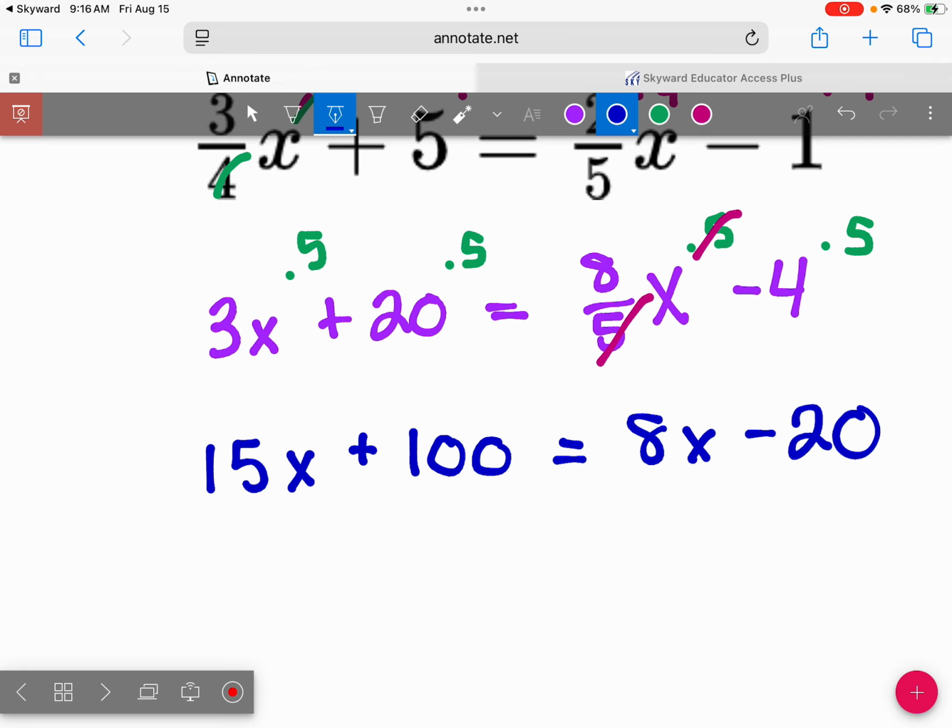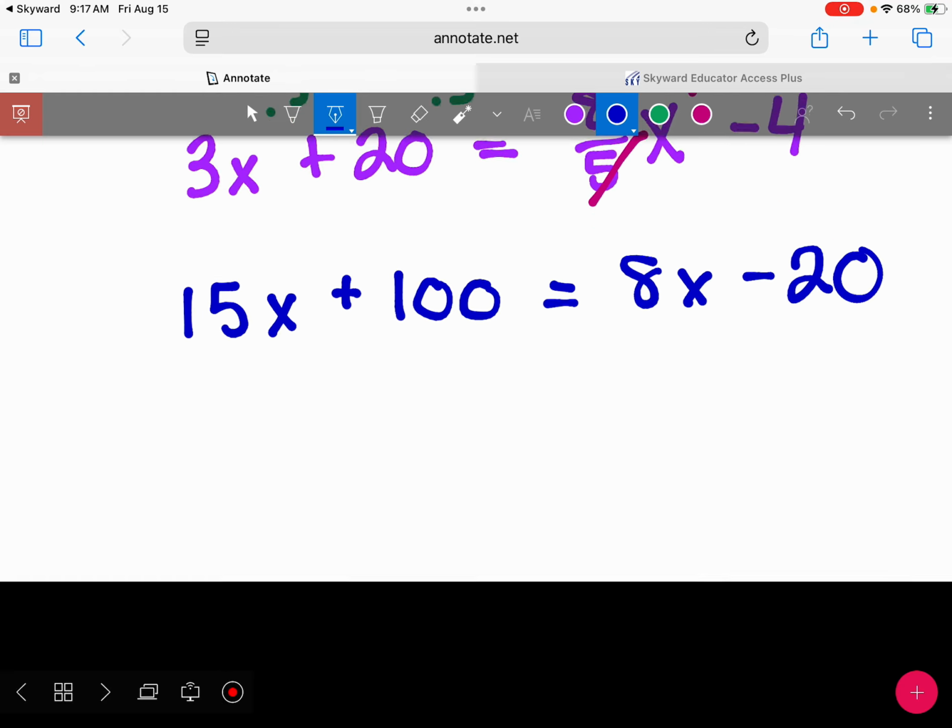and get down to 15x plus 100 equals 8x minus 20, which is equivalent to this equation up here. They're going to have the exact same answer. I just made it so we didn't have fractions down here. Again, you don't have to do this, but it's an easy way to go. Especially if we are an anti-fraction person. I do my best to accommodate the anti-fractions.